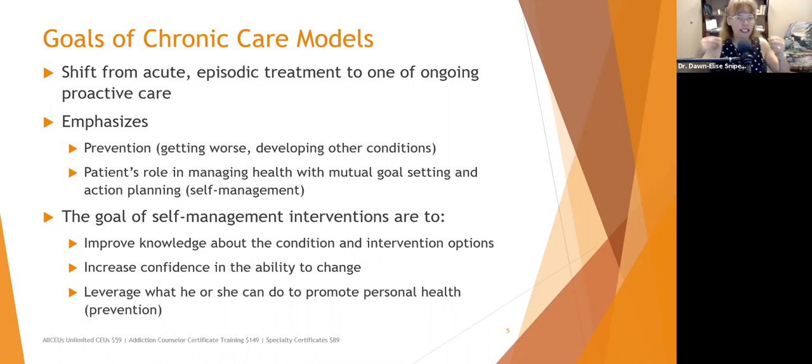So as a clinician working with somebody who has those issues, I would need to help them address those issues to overcome that obstacle. The goal of self-management interventions is to improve knowledge about the condition and intervention options, increase health literacy, increase their confidence in their ability to change, help them recognize what they can do, and help them leverage what they can do to promote personal health. The prevention aspect, nutrition, health, exercise, compliance with treatment programs, all that kind of stuff.